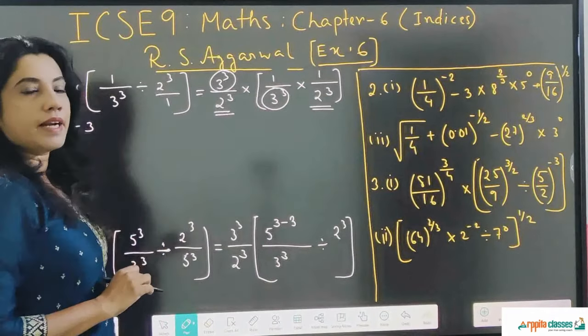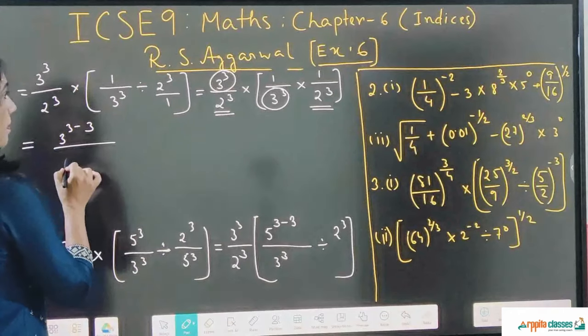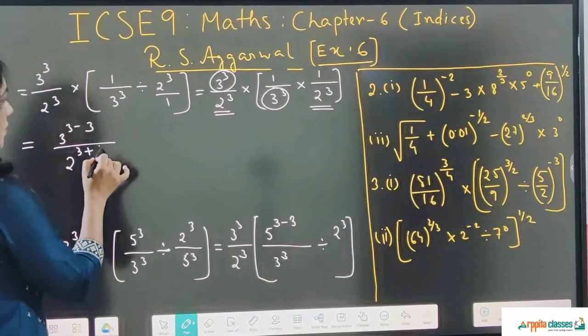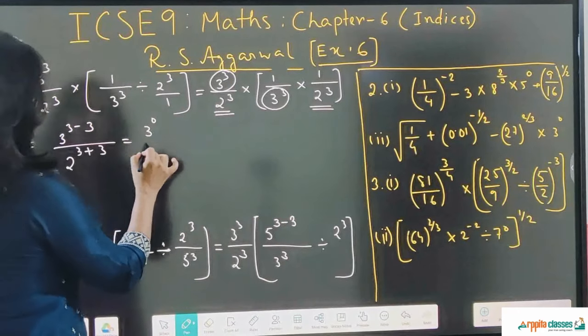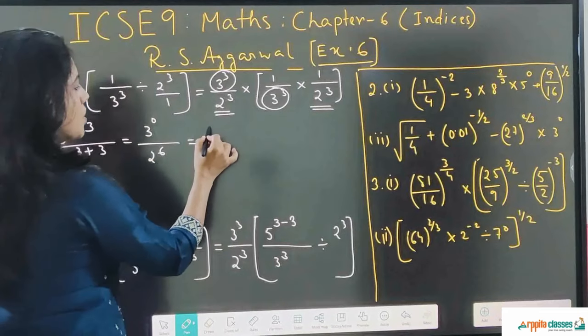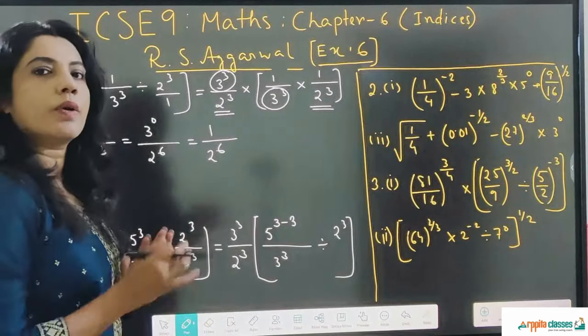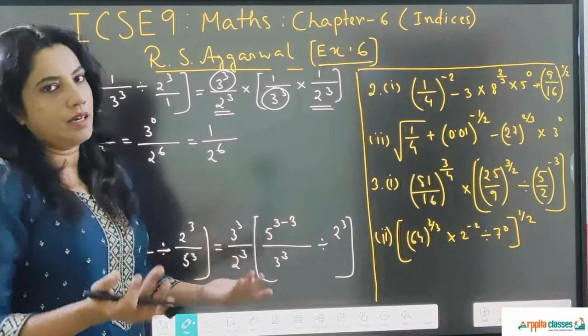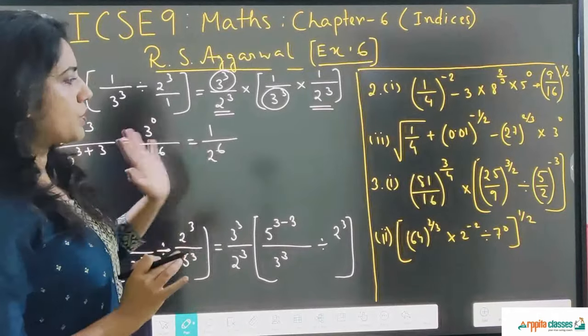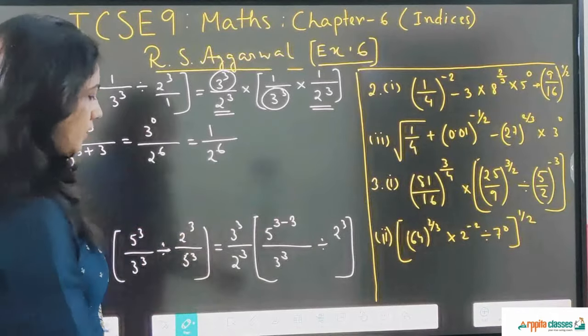Bases are same and they are in multiplication form. So the powers have to be added, 3 plus 3. So this is 3 to the power 0 divided by 2 to the power 6. So 1 upon 2 to the power 6. You can keep the answer this way, or you can multiply 2 six times and leave the answer. Okay. So that was your first sub question of the third one.